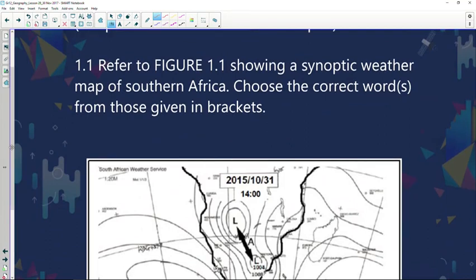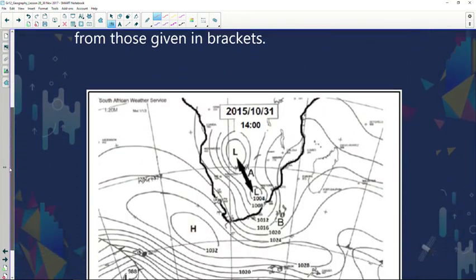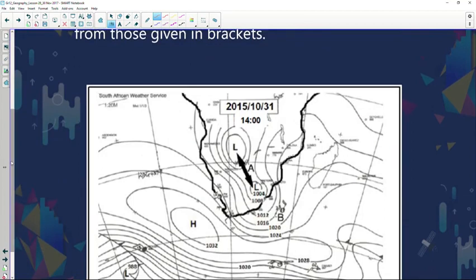Now the first question refers to a synoptic weather map. A synoptic weather map is basically a map showing us the weather conditions on a daily basis. There are a couple of things I want you to pay attention to. Look at the date, that's October, and look at the time, that's 2 o'clock in the afternoon. Another reason I can tell you this is summer is because there's a low pressure over the interior. Why a low pressure? Because of warm conditions, air rises.